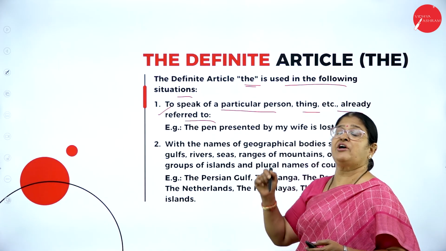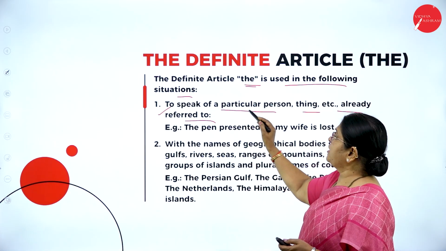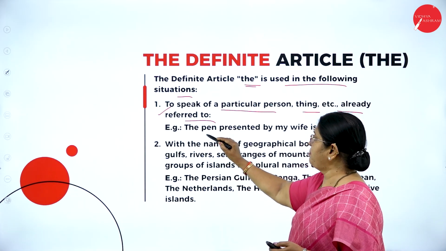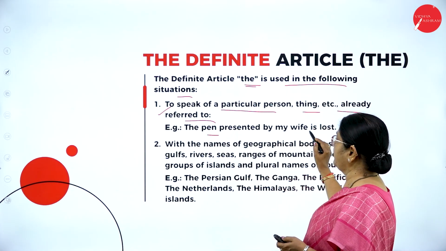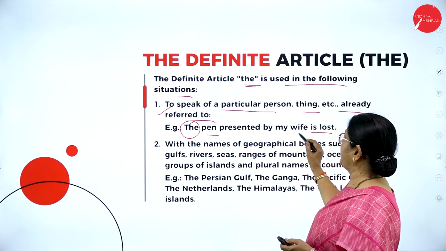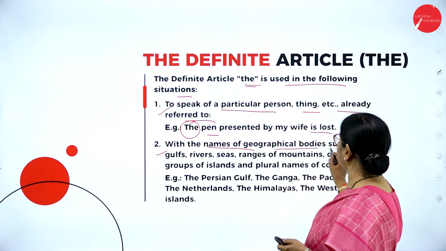What is the situation where we use the definite article the to speak of a particular person, thing, etc. that is already referred to? For example, the pen presented by my wife is lost. So here, the pen presented by my wife is lost. Second, with the names of geographical bodies.